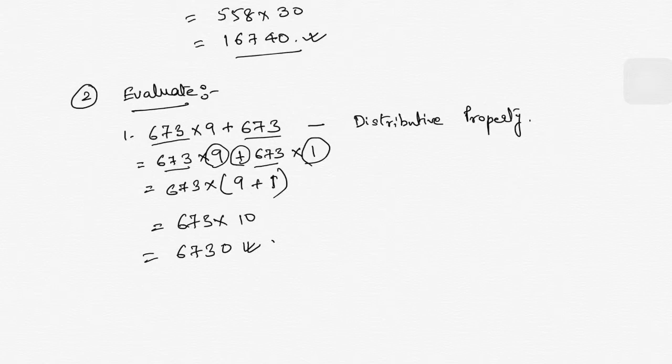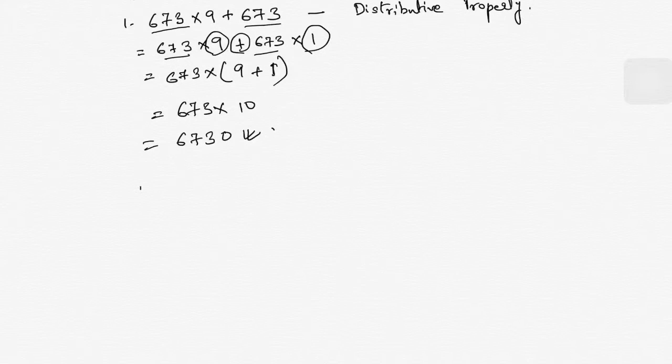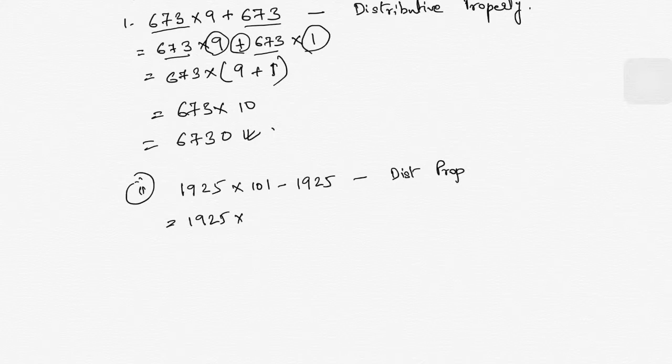Okay. Now we are going to see the second problem, Roman 2: 1925 into 101 minus 1925. So this is also the distributive property. Now 1925 into 101 minus 1925 into 1. Okay, now what is common? 1925 and 1925. So 1925.